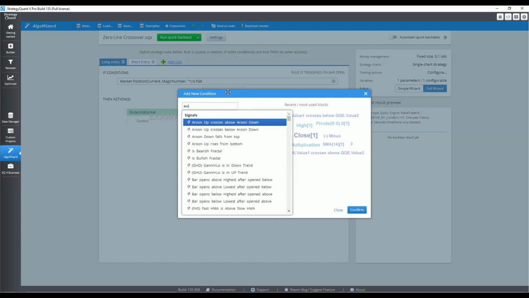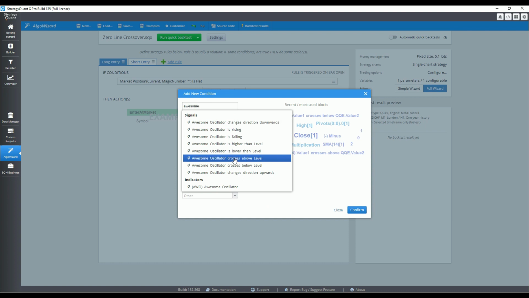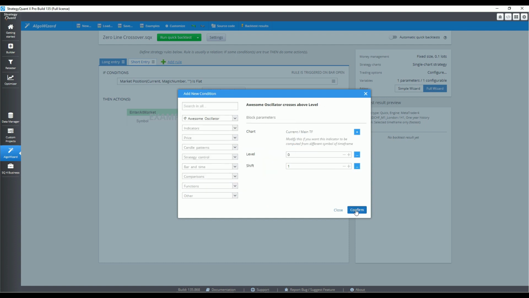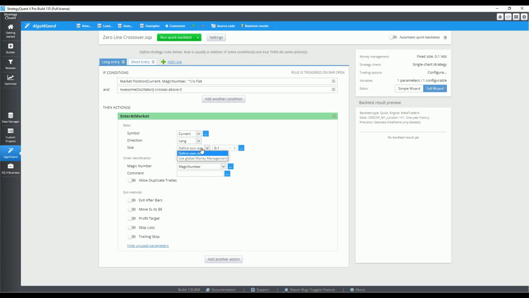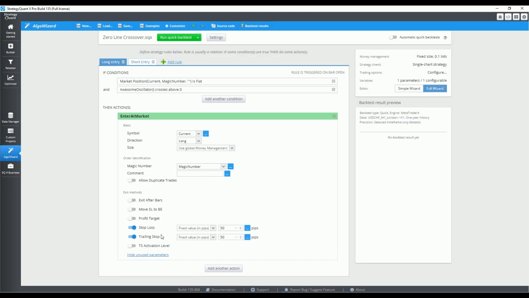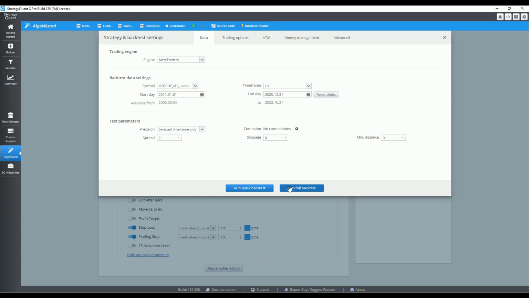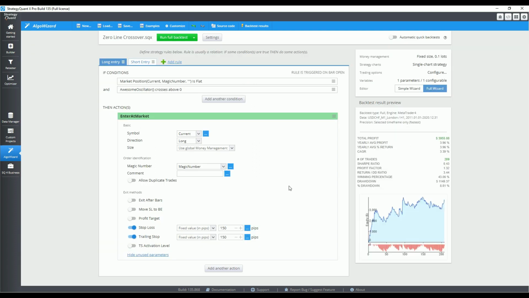Just search for Awesome. Select the crossing above condition, and set the level to 0. I'll select the market entry, and add in a 150 pip stop loss and trailing stop. For backtesting, we'll use the hourly dollar franc over the past 10 years. Those results are surprisingly good for such a basic strategy. Let's see whether the second method can produce better results.